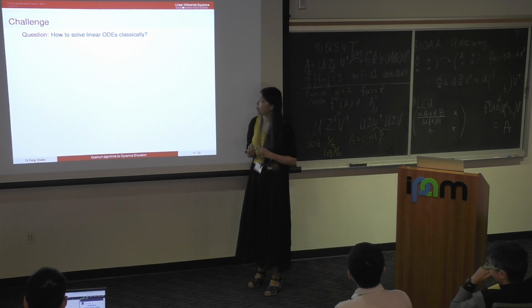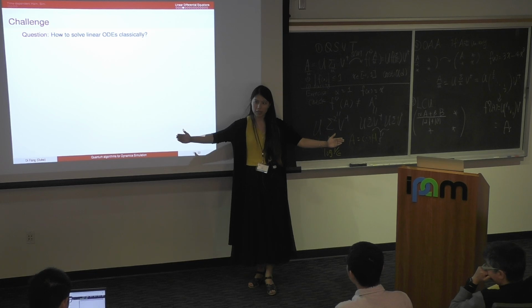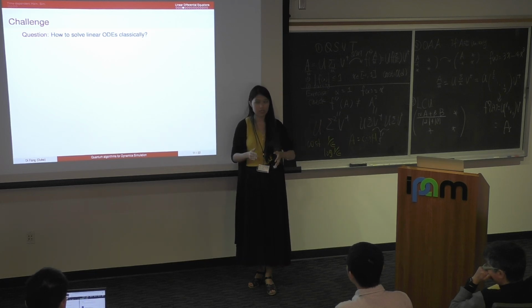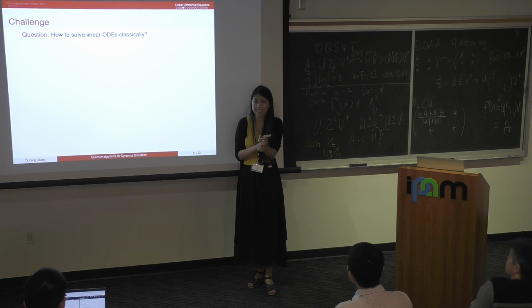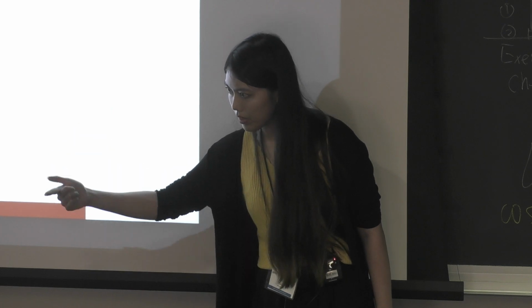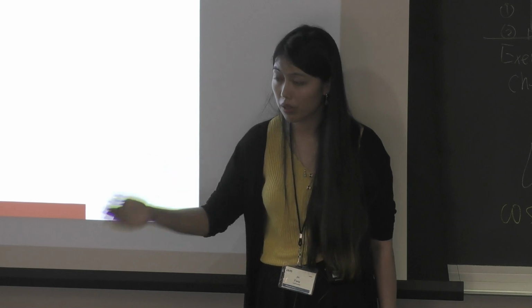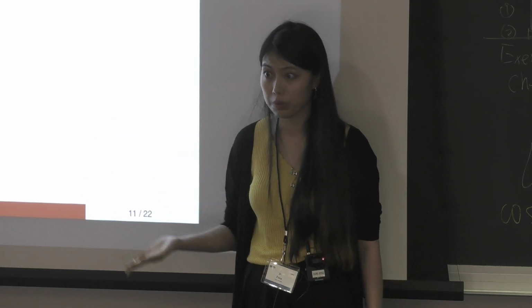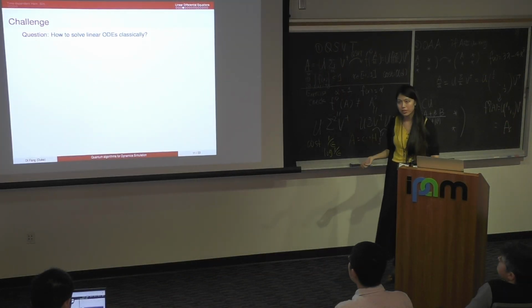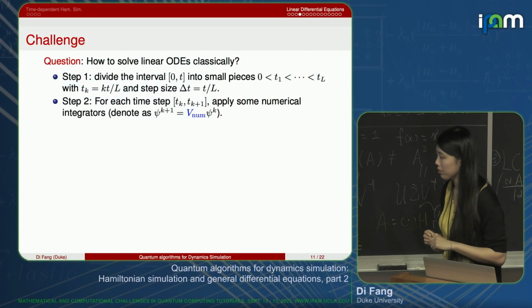Let's first think about if I have a linear differential equation, a linear ODE, how do we solve it classically? I have some time I want to simulate. I always chop it into small pieces, and each of these small pieces has a time interval called delta t, and there are L time steps in total. I have this from u0 to u1 and u1 to u2 and so on and so forth. This is time marching: from the previous time step, I go to the next time step. This is used in Hamiltonian simulation for quantum algorithms as well, and this is the base of all of the differential equation solvers.